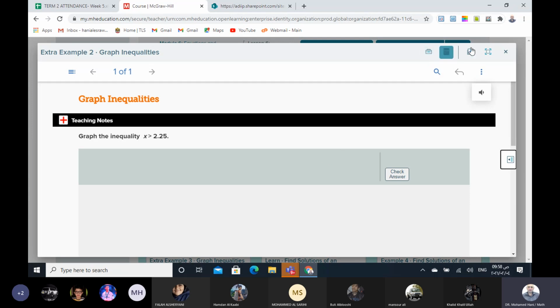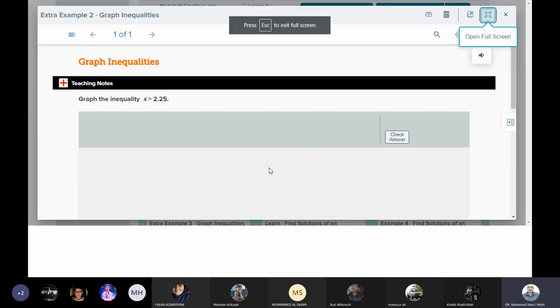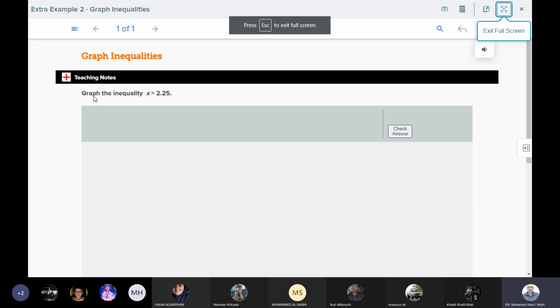The question now. Graph the inequality. We have x greater than 2.25. And as you see, we use the sign greater than. We don't have equal in the sign here. When you don't have equal in the sign, it means the value is not included in the solution.